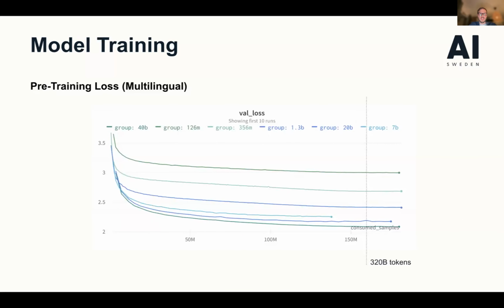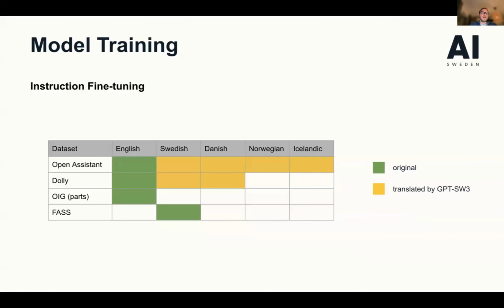This plot shows the validation loss for our models. No big surprises here. The dotted line is the 320 billion tokens. And yeah, no real surprises here. We see a slight anomaly at 320 billion tokens for the 20 billion parameter model. There's a little bump here, and I'm going to come back to this when I talk about scaling later. So it's good to keep this in mind.